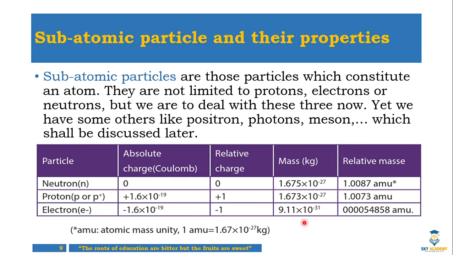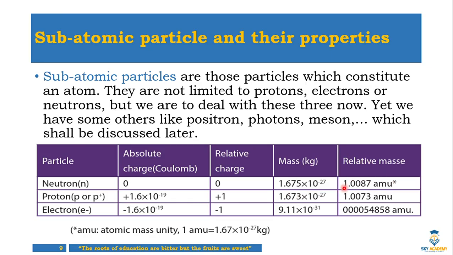Then we can look upon the mass. By mass, the neutron has 1.675 times 10 power negative 27, whereas the proton has 1.6673 times 10 power negative 27. But the electron has a very small mass of 9.11 times 10 power negative 31. Negative 31. It is very small. That's why protons and neutrons have almost all the atom's mass.